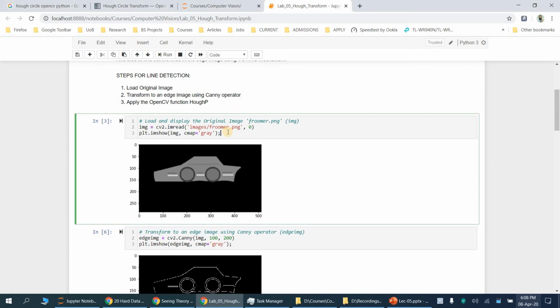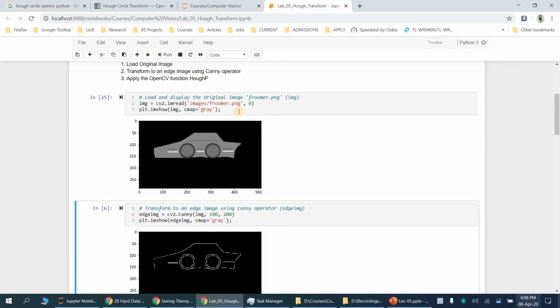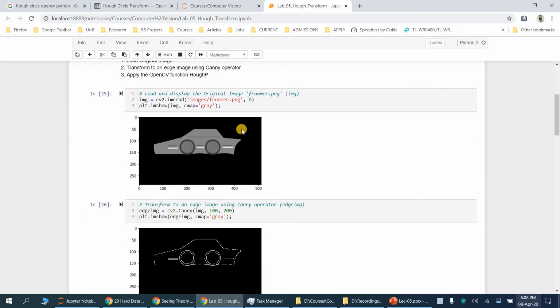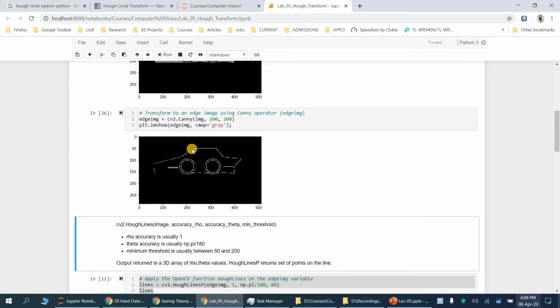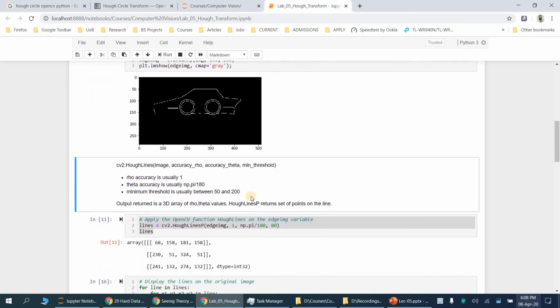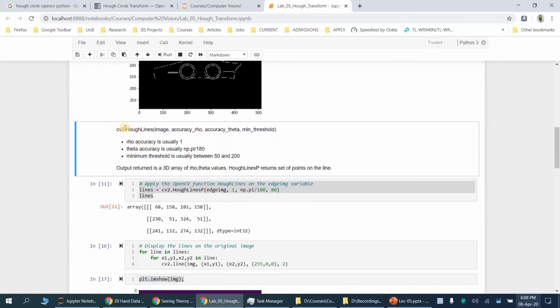So let's go. Here is the image you remember. We convert it using the Canny edge detection algorithm. Here is the result of the Canny operation, so this is the edge image. Now we will be using this function. This is HoughLinesP, not HoughP.